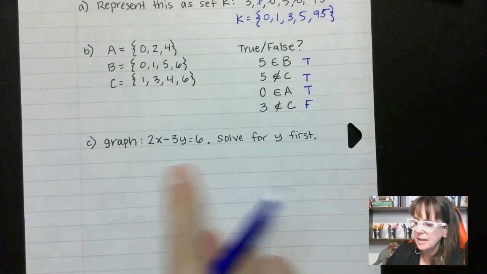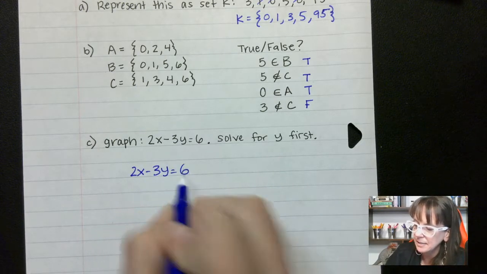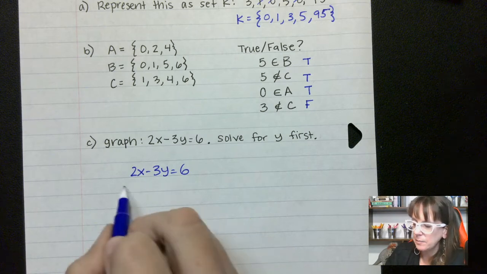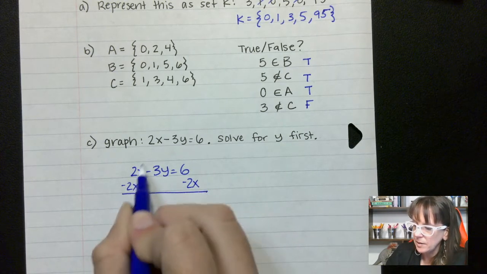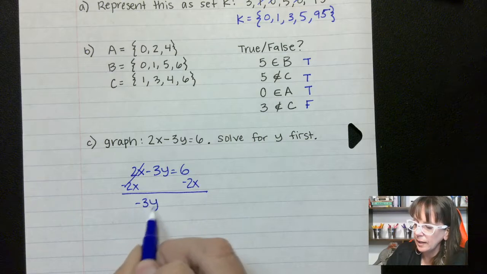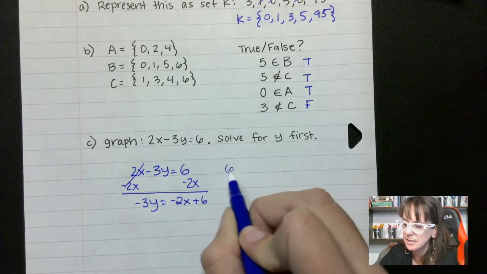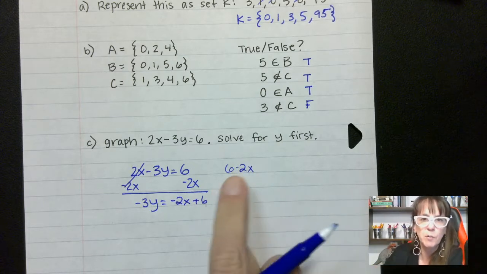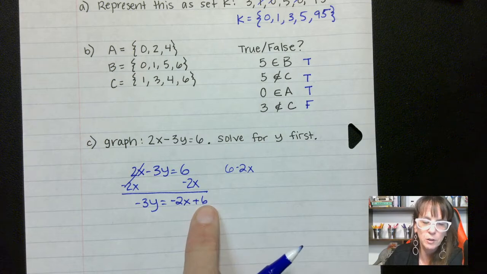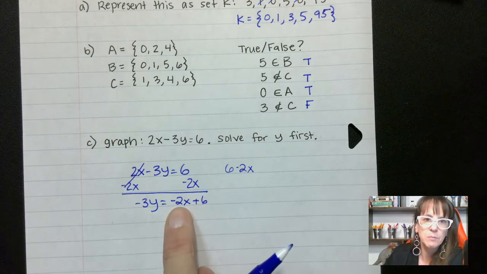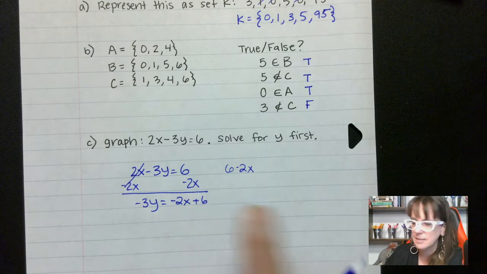Okay, graph this guy, solve for y first. So 2x minus 3y equals 6. To get y by itself, we're going to minus 2x from both sides. So now what we have is negative 3y equals negative 2x plus 6. Remember, it could also be 6 minus 2x, but we want to put the chunk with the x in front of the loose number back here. And be very mindful of your signs. It's negative. We're minusing 2x. It's negative 2x plus 6.